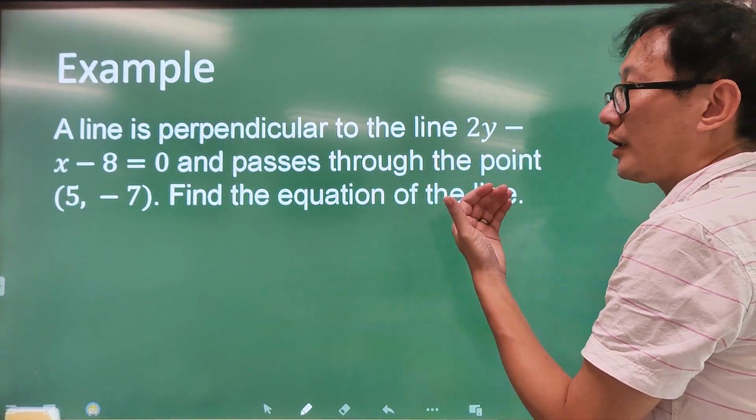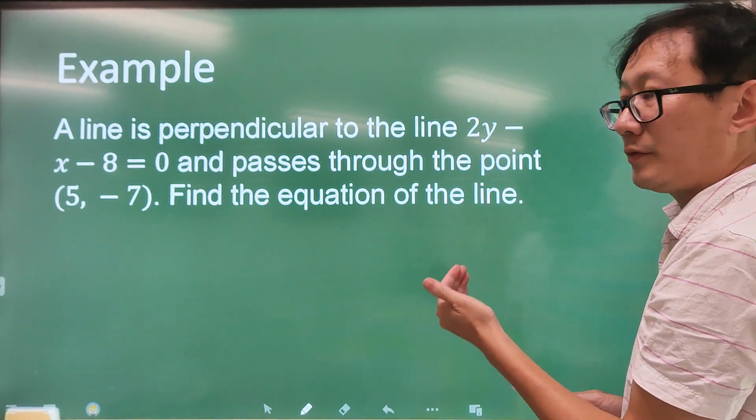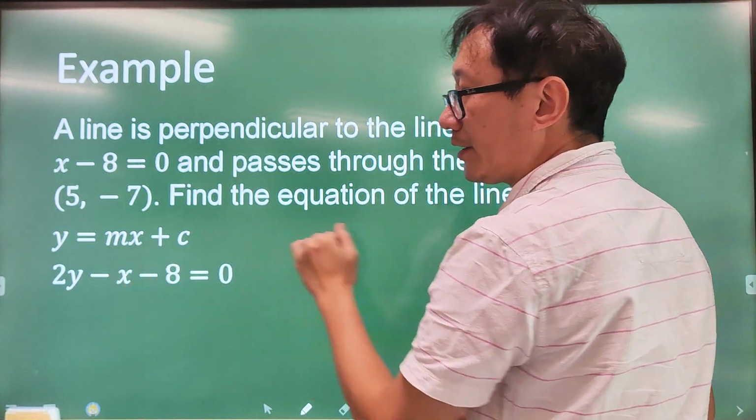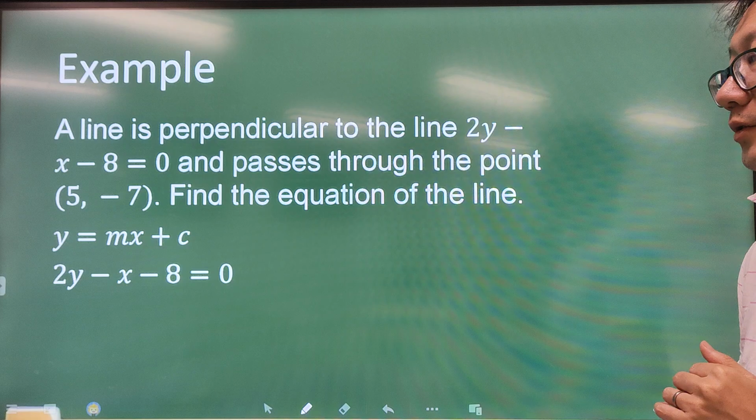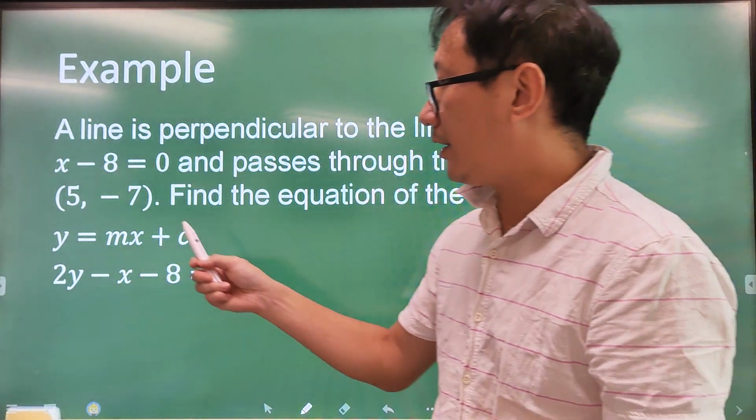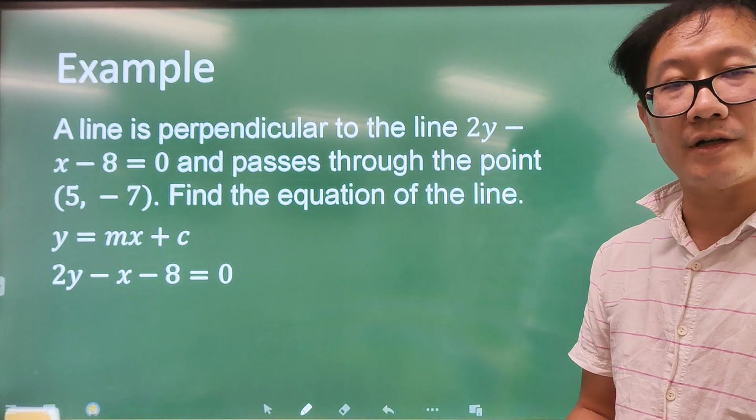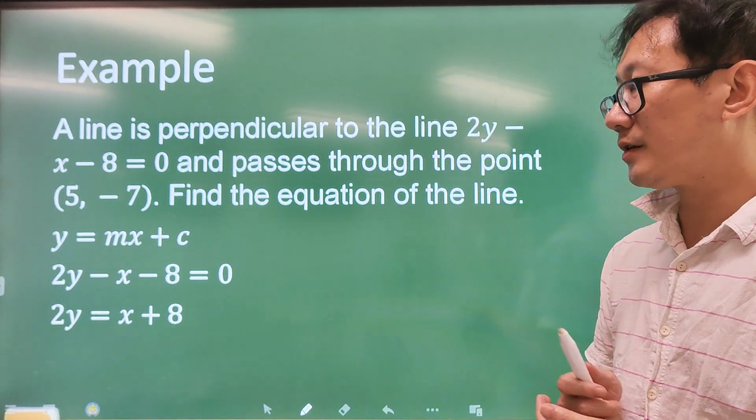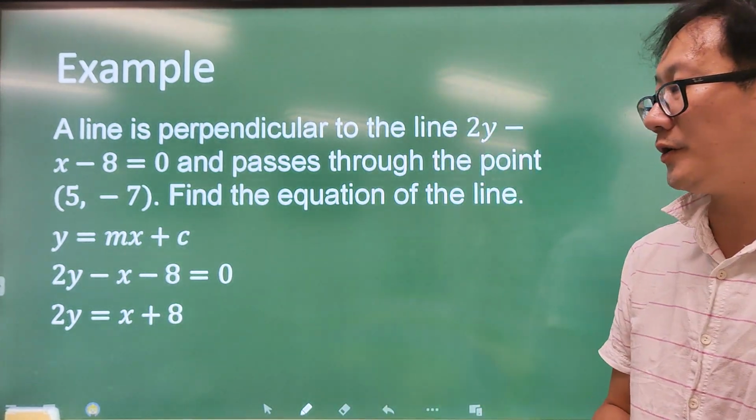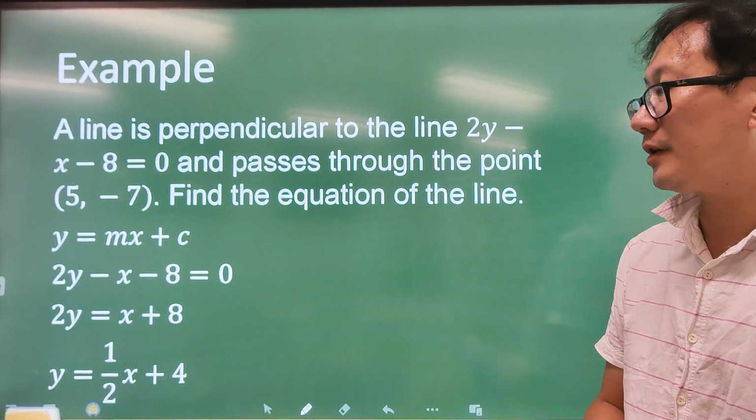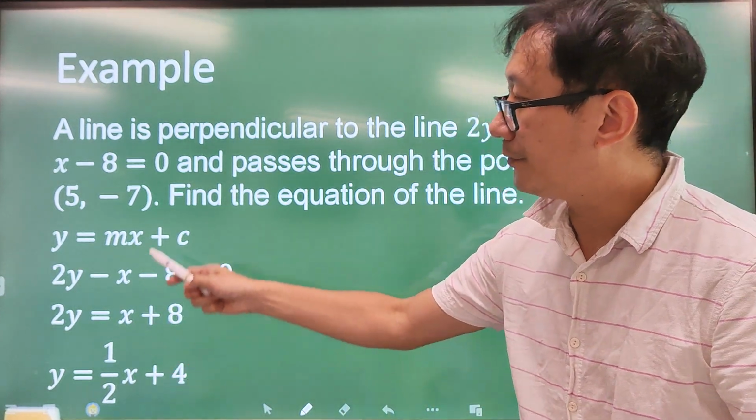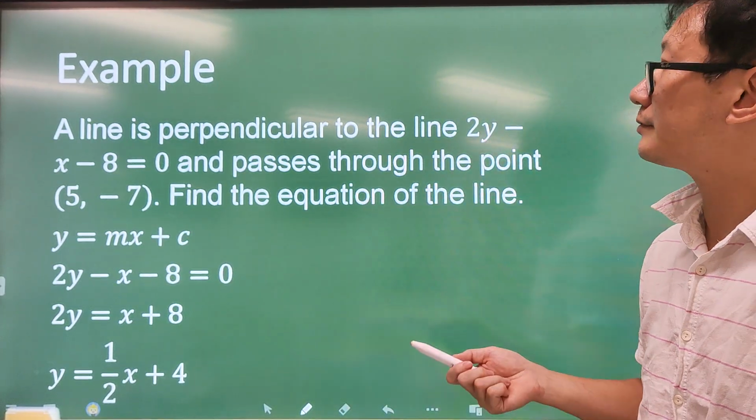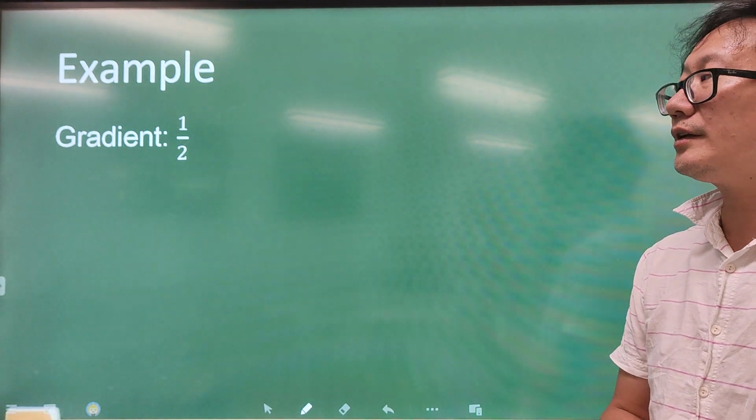Okay, we want to compare this equation with our general form of a straight line equation, that is y equals mx plus c. We have 2y minus x minus 8 equals 0. So let's add x and 8 on both sides of the equation to have 2y equals x plus 8. Next, we'll divide by 2 on both sides of the equation to have y equals half x plus 4. If you compare this with the general form, you see that m, the gradient, is 1 over 2.